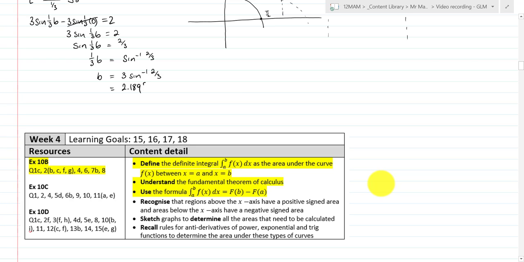In video 3 of this series, we'll be moving on to exercise 10C and some further investigation on how to do definite integrals. All the best.